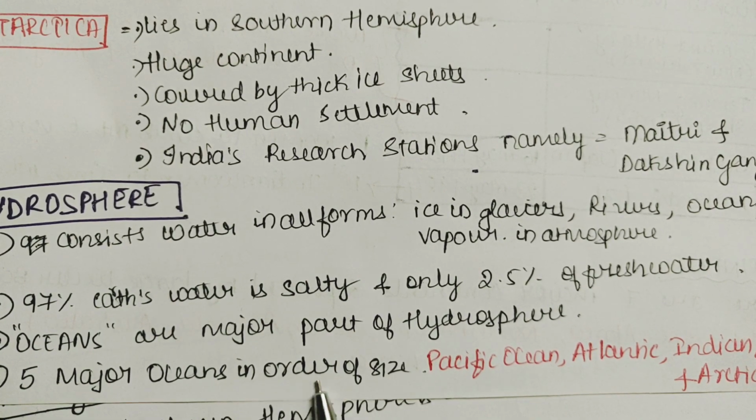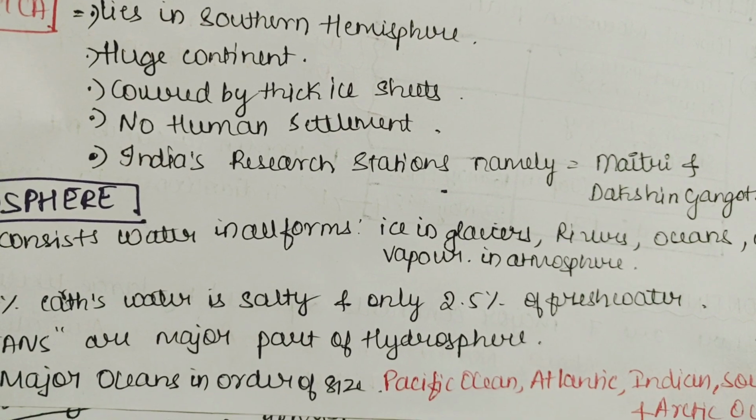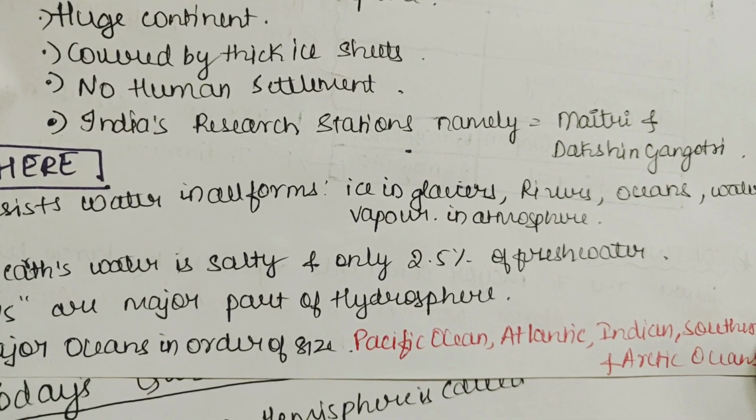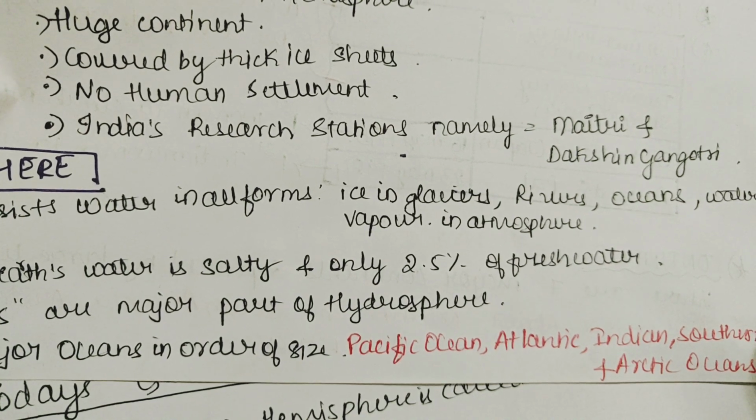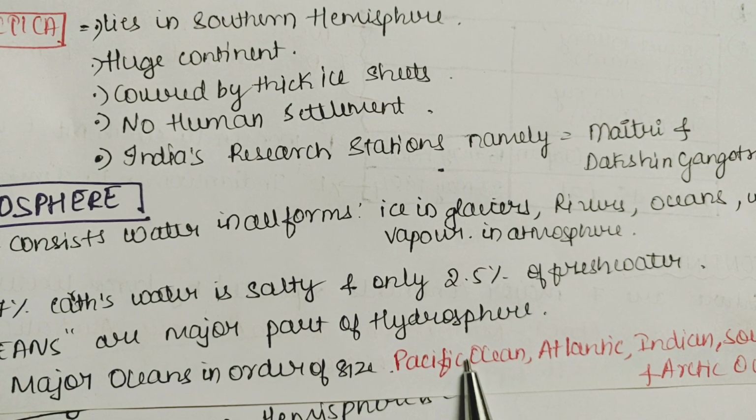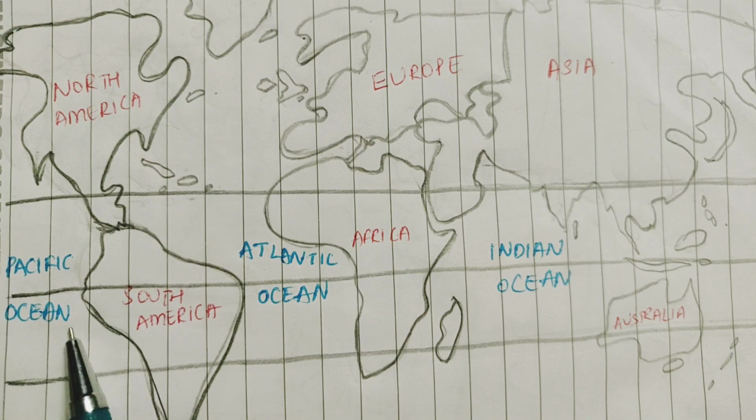The 5 major oceans in order of their size are Pacific Ocean, Atlantic Ocean, Indian Ocean, Southern Ocean and Arctic Ocean. So let me show this in the diagram. Now look at this map.